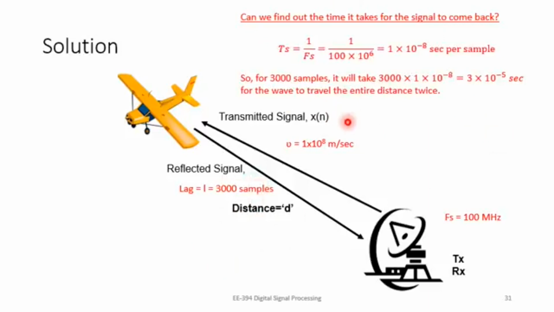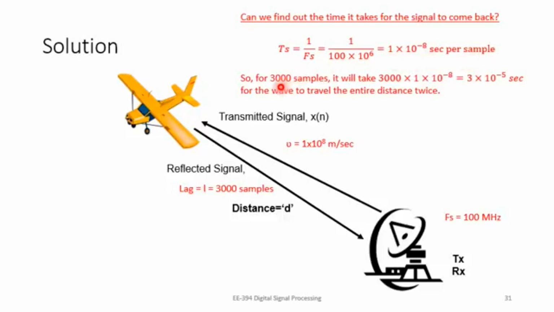So you can focus here. It's very simple. The sampling time of the radar is 1 over Fs, which is 1 over 100 × 10^6, which gives us 1 × 10^-8 seconds per sample. So one sample is released every 1 × 10^-8 seconds.